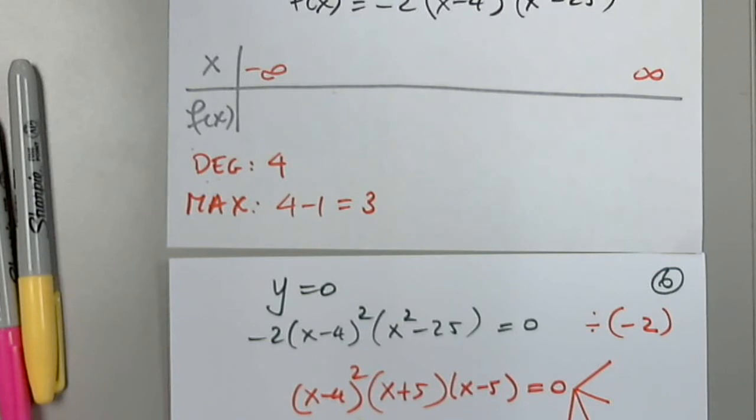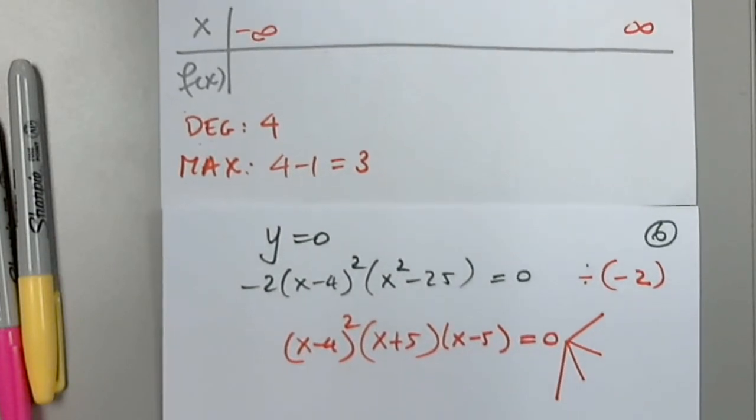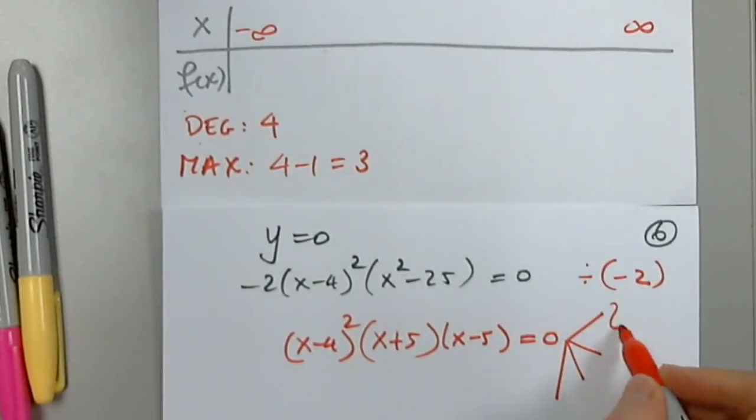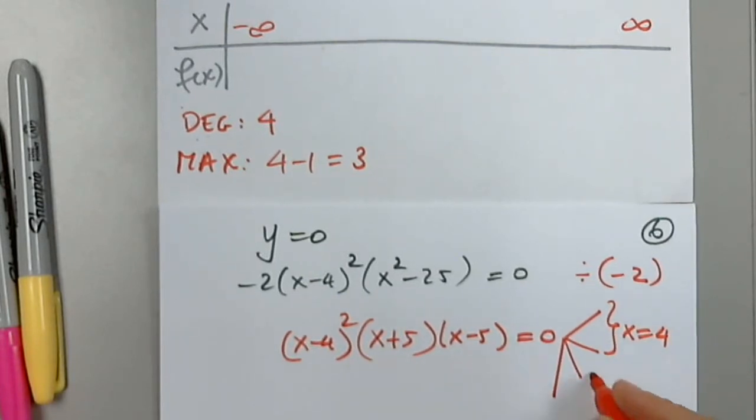What are those 4 solutions? You have 2 which are the same. Which are 4, very good. I agree. 5, and negative 5. Awesome.